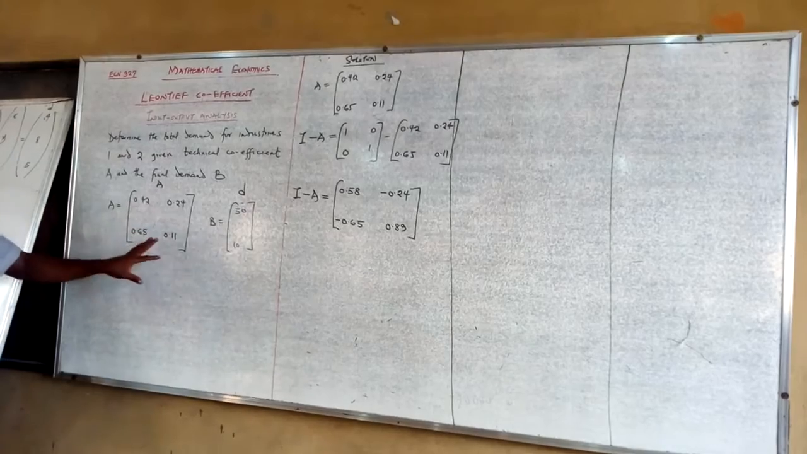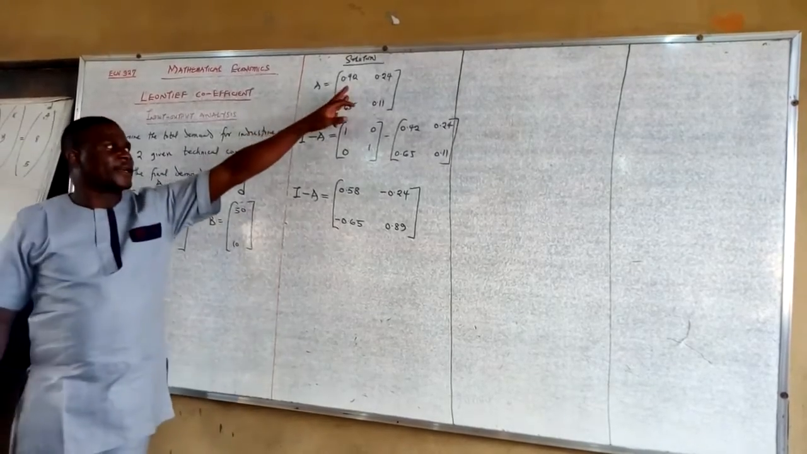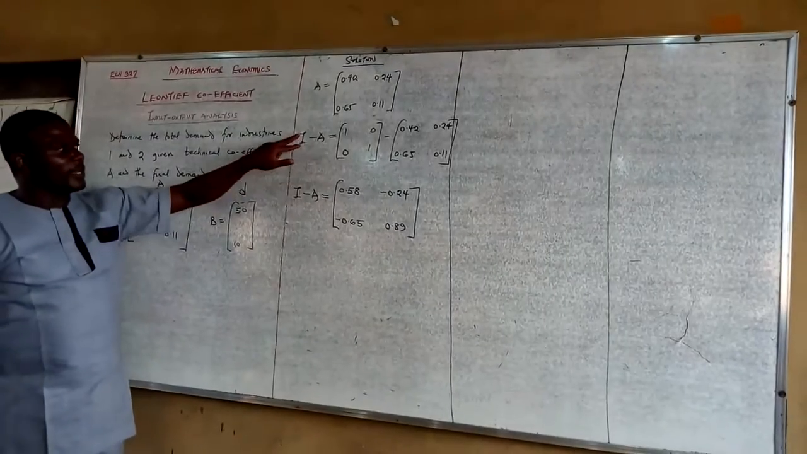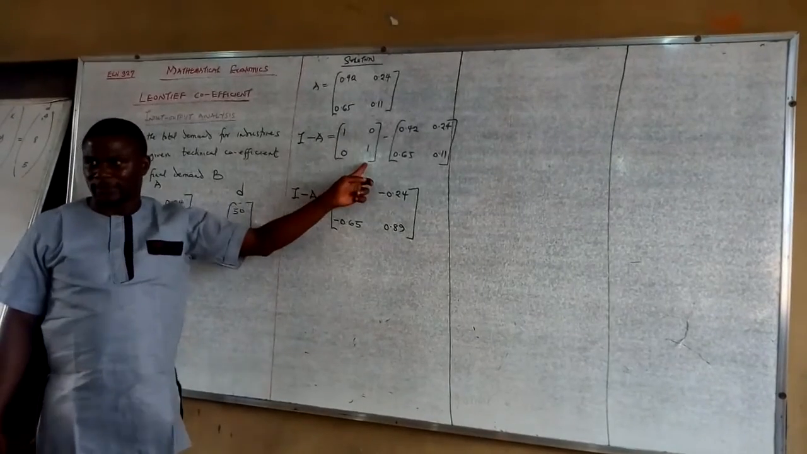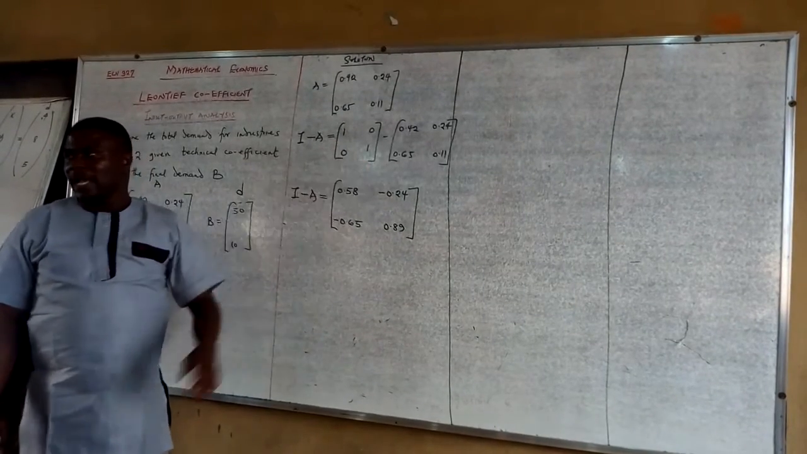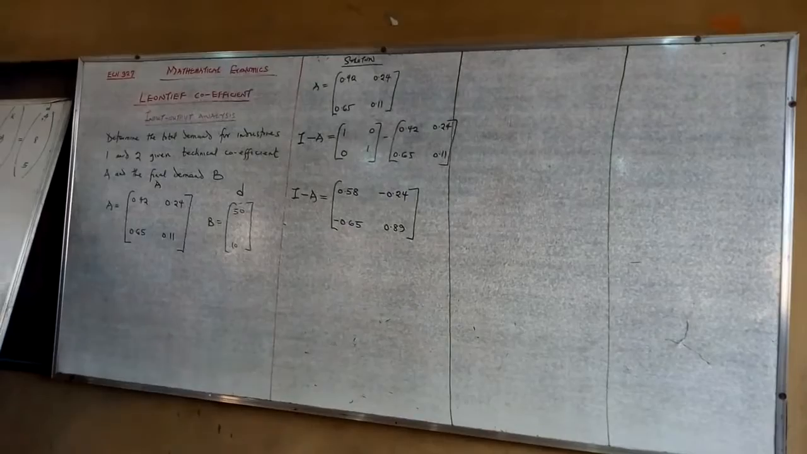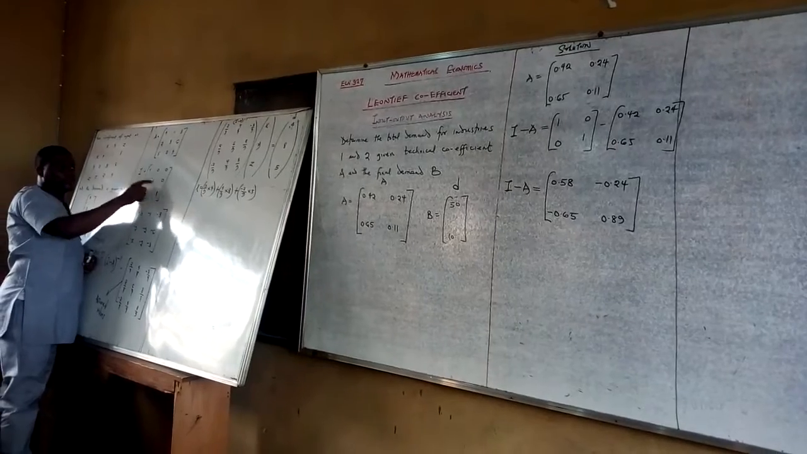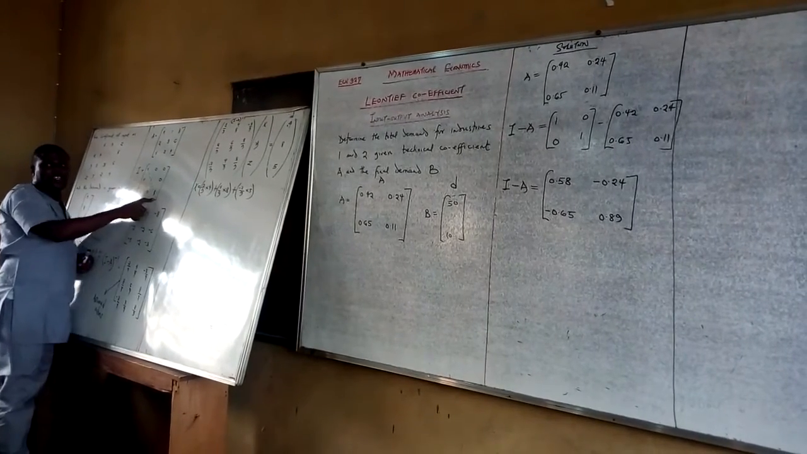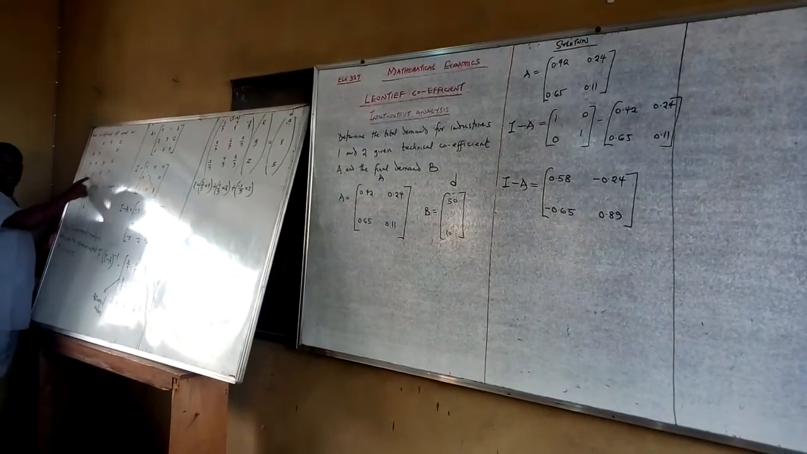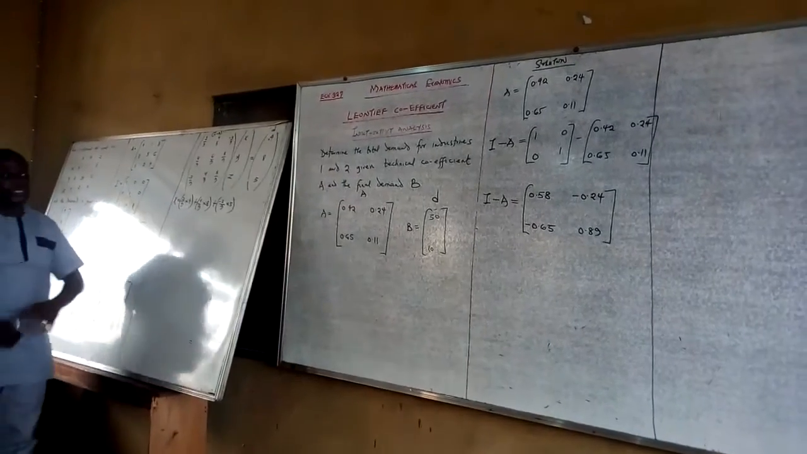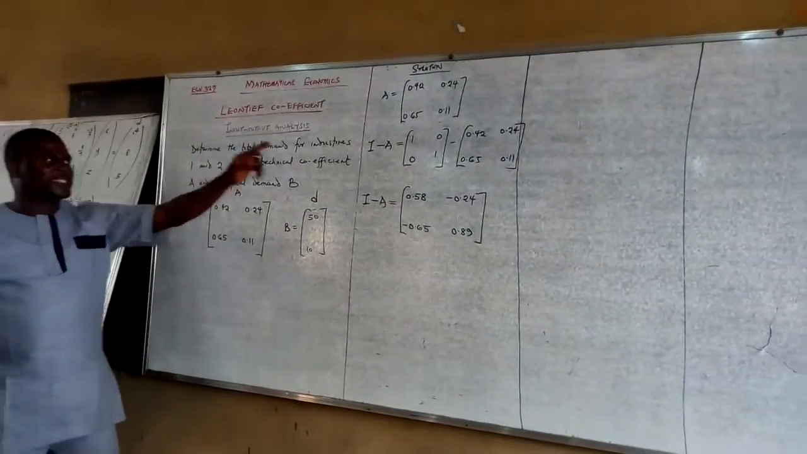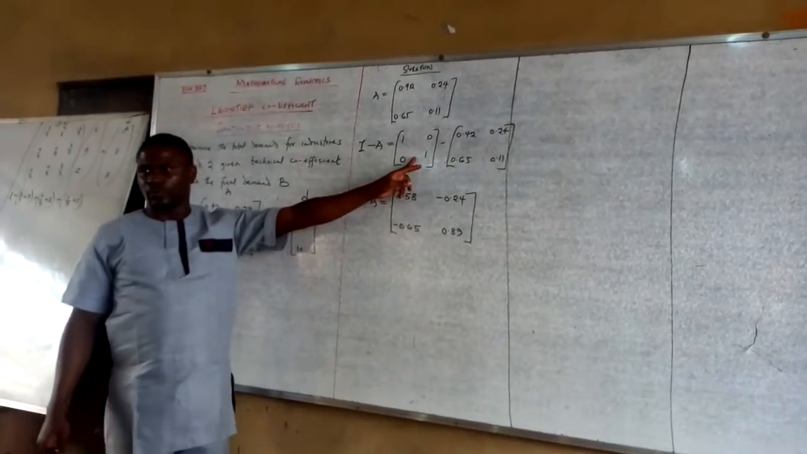Now, this is our matrix A. I wrote it down. Then I minus A: I'll put 1, 0, 0, 1. If what you are doing is a 3 by 3 question, this is the identity matrix: 1, 0, 0, 0, 1, 0, 0, 0, 1. But the question here is 2 by 2, so the identity matrix you use is 2 by 2.